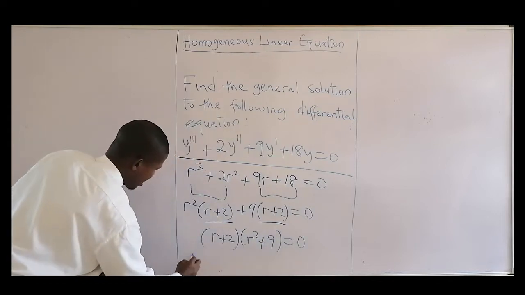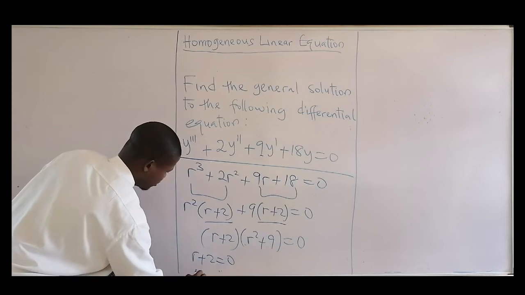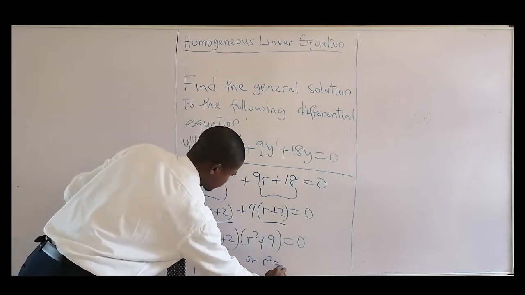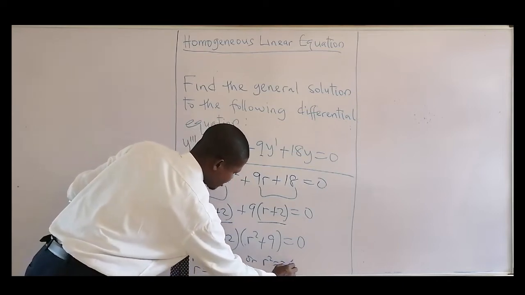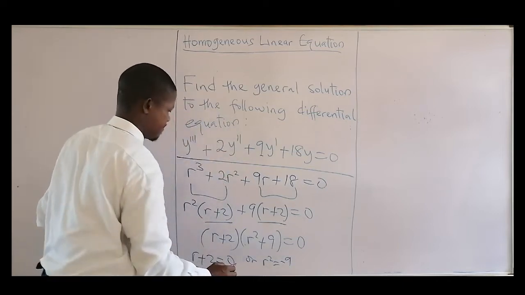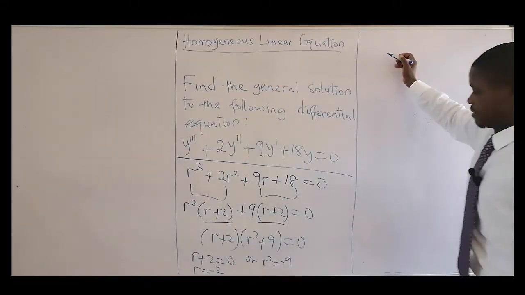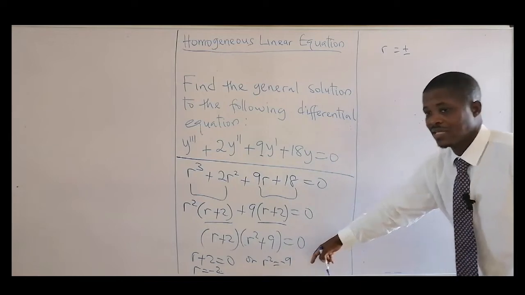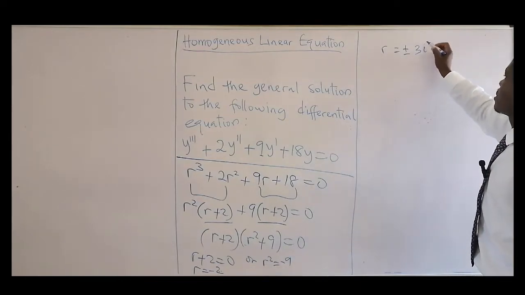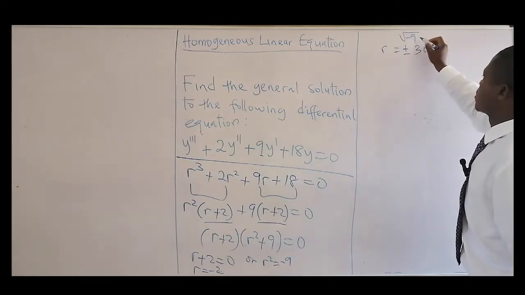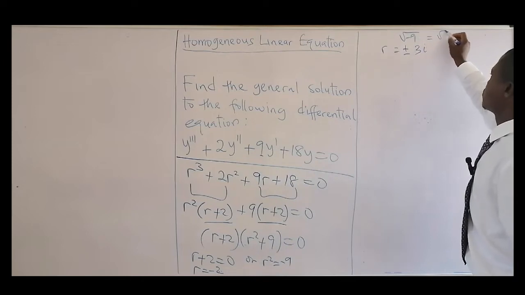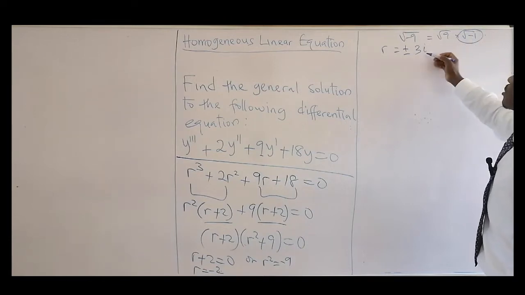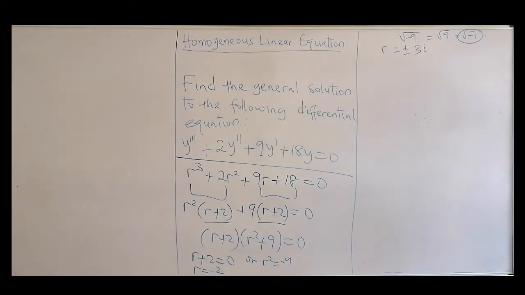And this implies r plus 2 is equal to 0, which is r equal to minus 2, or r squared equal to minus 9. So in that case, r will become plus or minus the square root of minus 9, which is 3i. The square root of minus 9 means root 9 times root minus 1, and the root of minus 1 is a complex number, i. So that's what we have there.